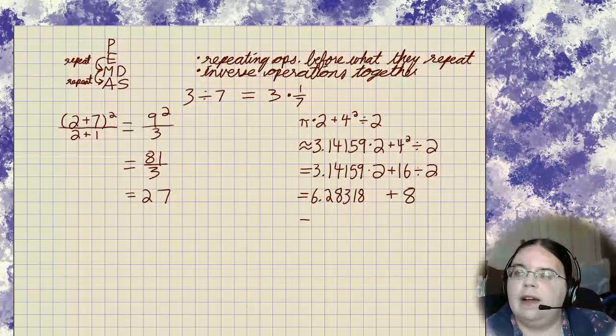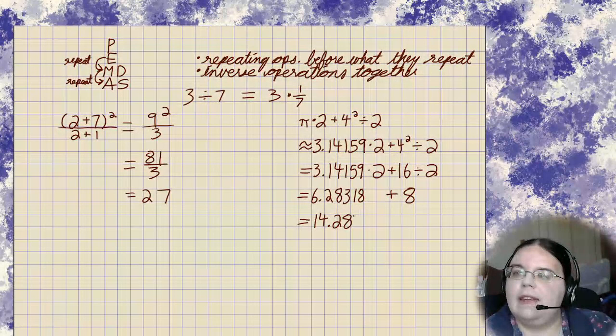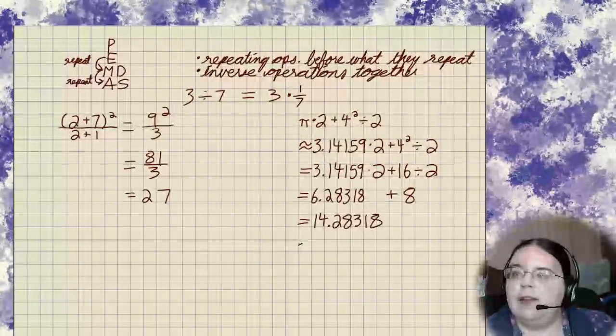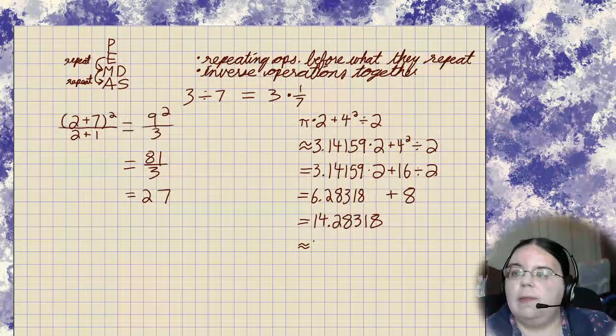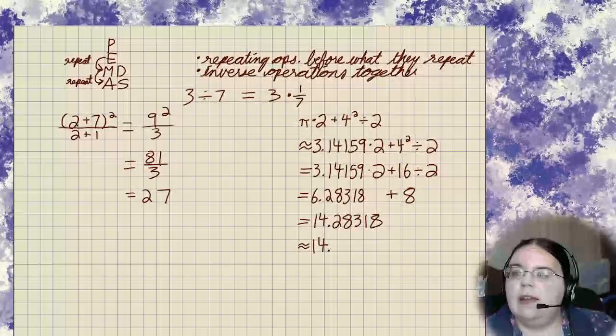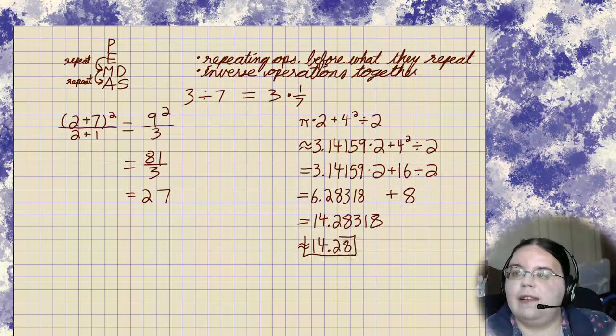Then I've got 6.28318 and 8, which is 14.28318. But then I was going to round that off to 2 decimal places, so that will be about 14.28. There's my final answer.